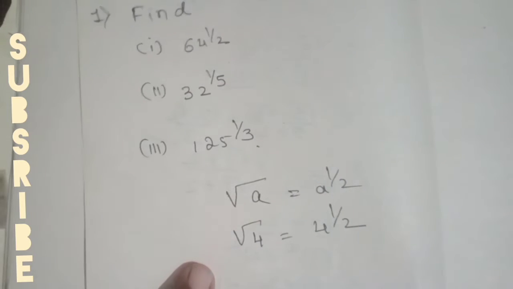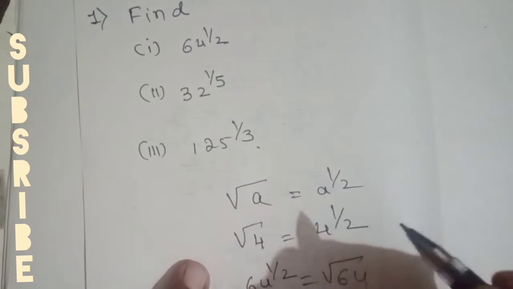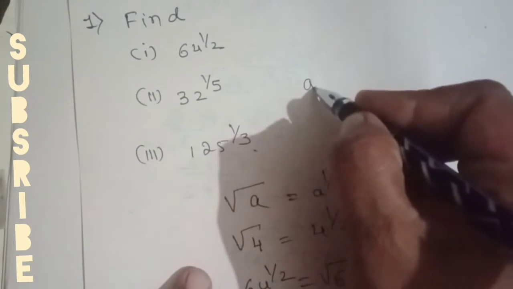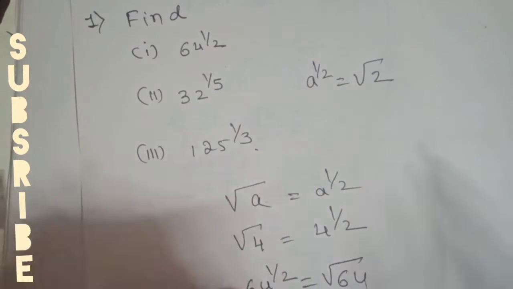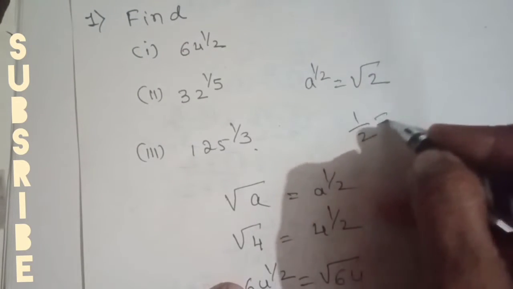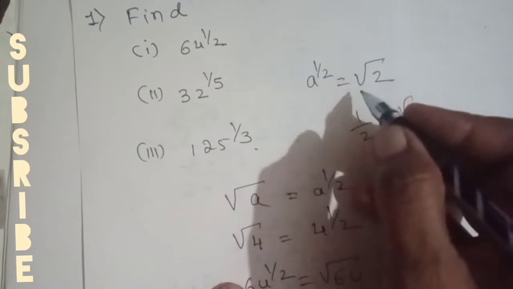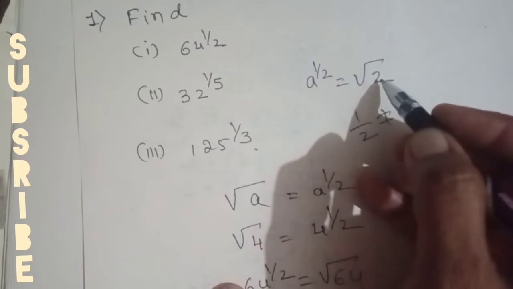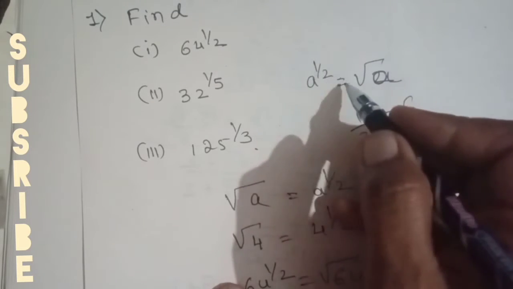In the same way, 64 raised to 1 by 2 can be written as square root of 64. Reverse: if we have a raised to 1 by 2, it is the same as square root of a. Children, be careful: a raised to 1 by 2 is equal to square root of a.